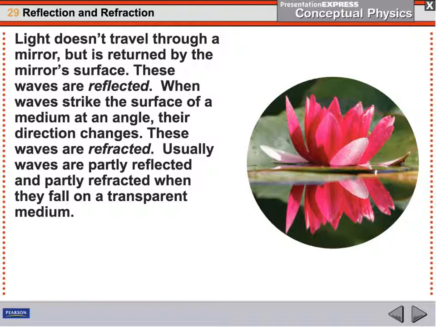Light doesn't travel through a mirror, but is returned to the mirror's surface. These waves are reflected. When a wave strikes the surface of a medium at an angle, their directions change. These waves are refracted. Usually waves are partly reflected and partly refracted when they fall in a transparent medium.